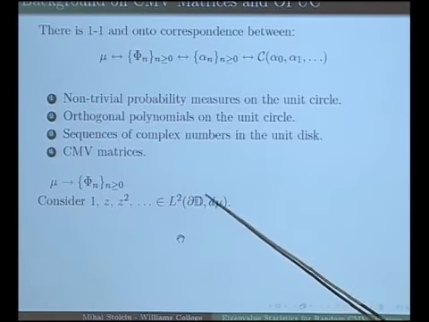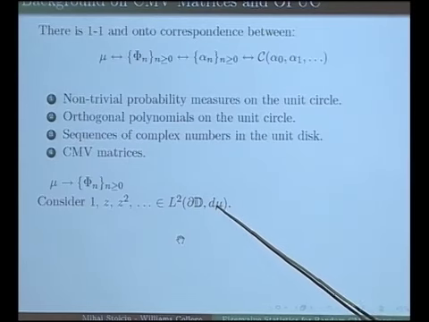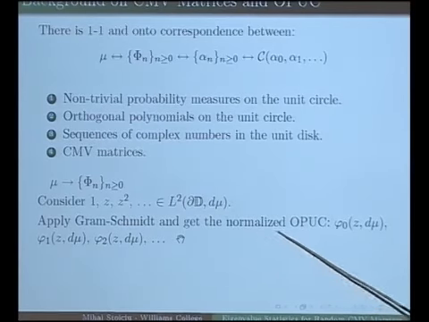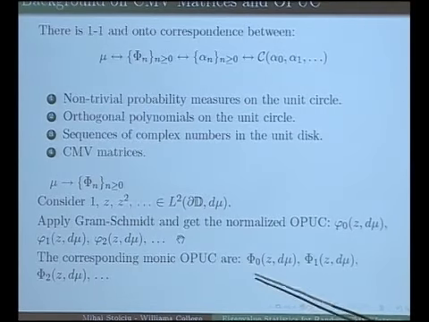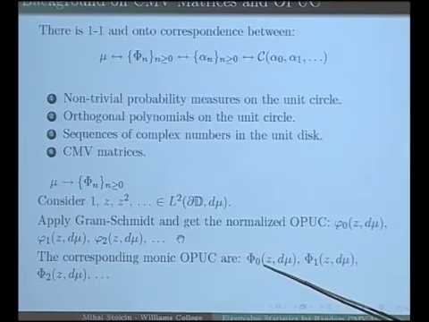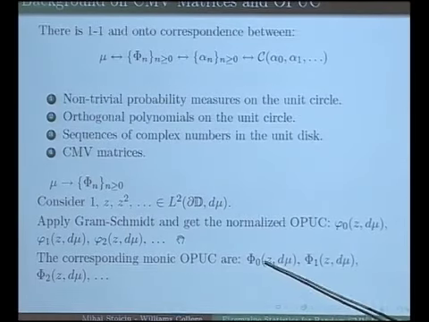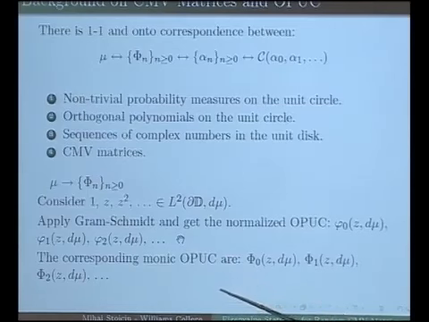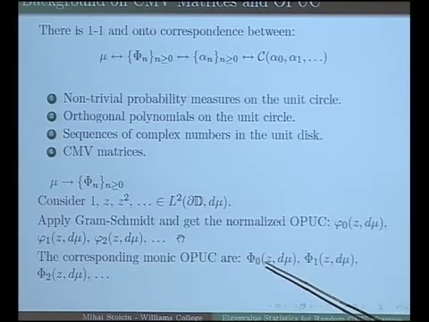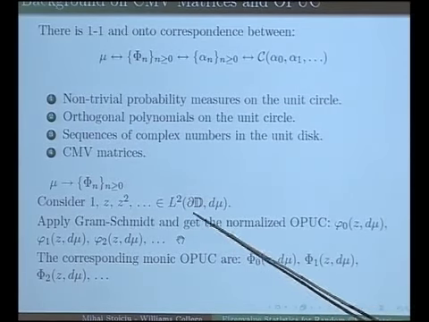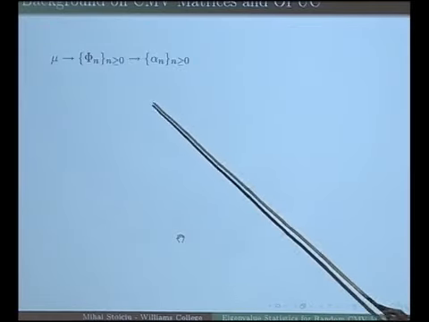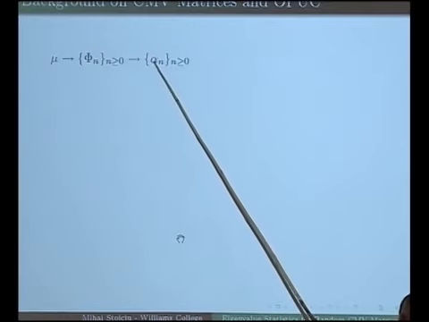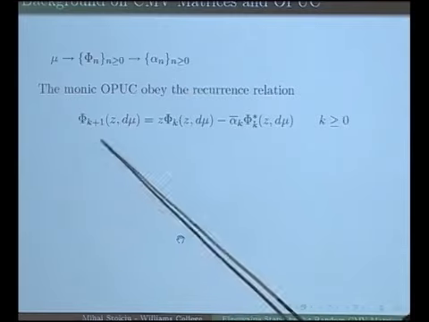So how do we start? I want to explain how to start with measures and construct orthogonal polynomials. Let's consider the functions 1, z, z squared, in this Hilbert space, L2 of the unit circle with respect to the measure mu. Take these functions, apply Gram-Schmidt, and we get a family of monic orthogonal polynomials on the unit circle, phi 0, phi 1, phi 2. So phi n has degree n, and they are orthogonal in this Hilbert space.